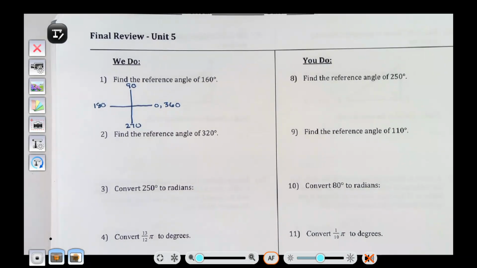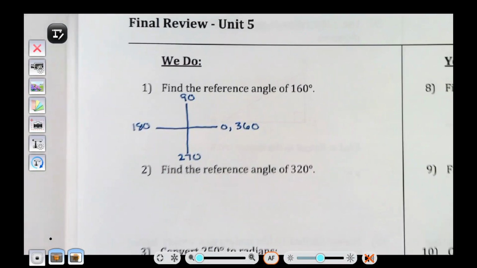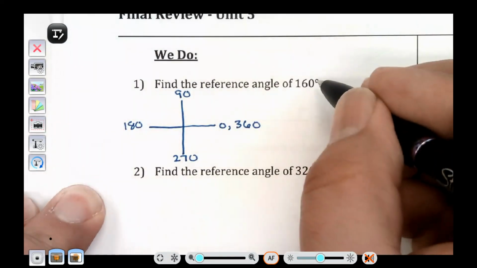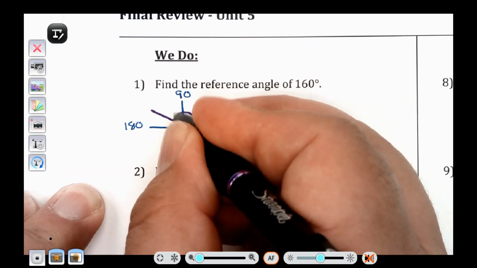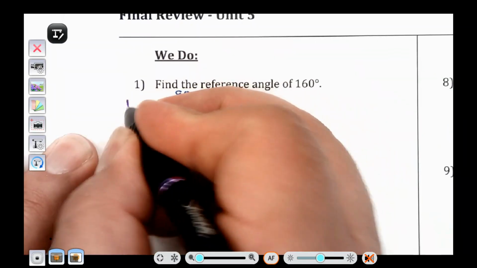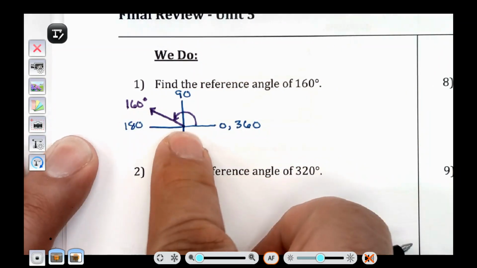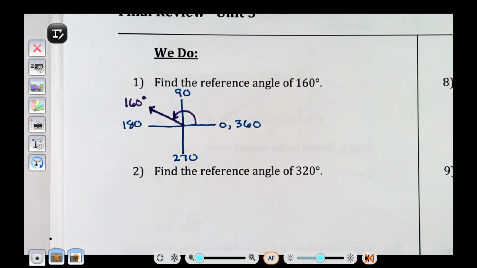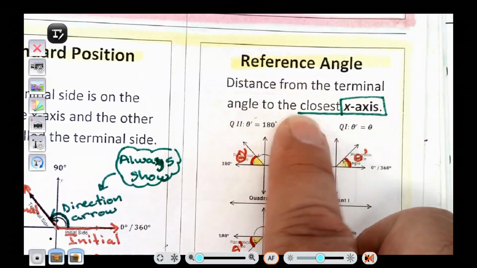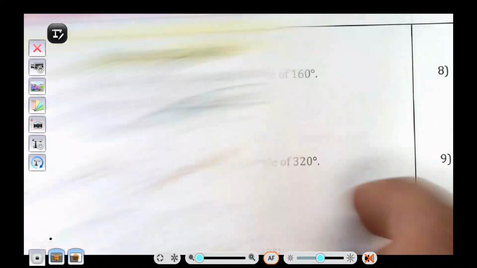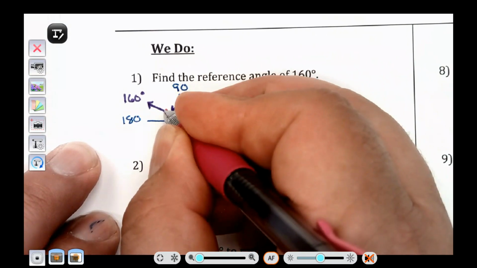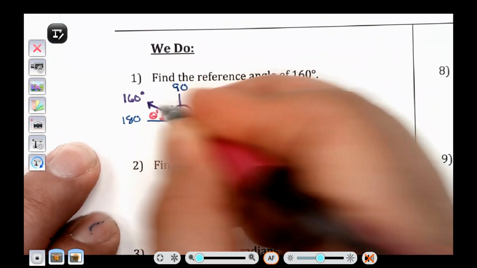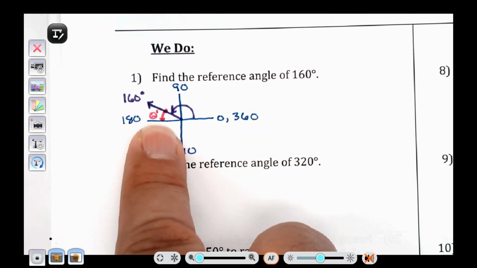And so the next thing that we did when we were trying to find a reference angle, let's zoom in a little bit more here, is 160 degrees would be closer to the 180. And this is how we represented angles in standard form. This is my 160 degree mark. Now, when they talk about a reference angle, according to my word wall, it is the distance from the terminal angle that is closest to the x-axis. So if I need to head back to the x-axis, if I'm standing on the terminal, this right here would be what I call theta prime. Theta prime is my reference angle.